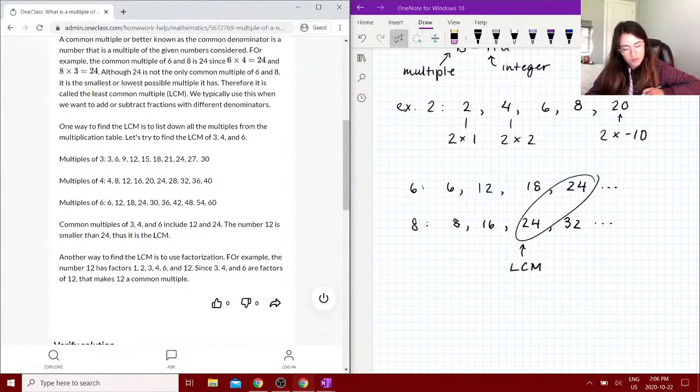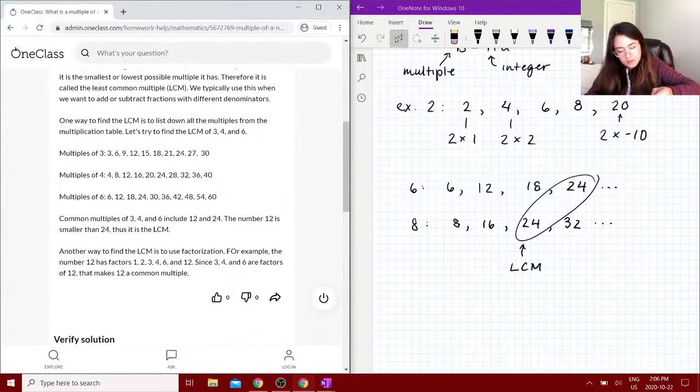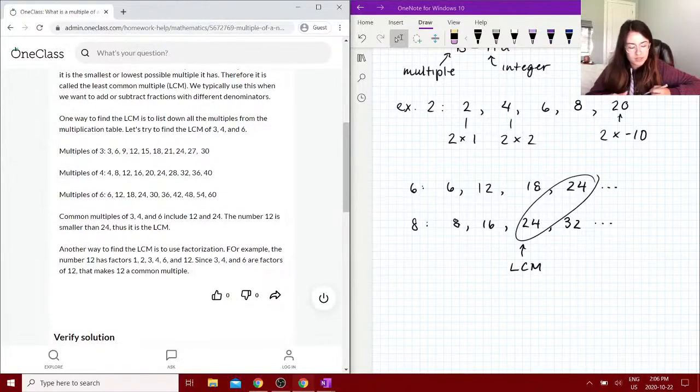They also give a couple other examples here of multiples of 3, multiples of 4, multiples of 6, and as you can see between them, I'm just going to draw a line around it. The lowest common multiple there is just 12. Of course, they also have 24 in common, but 12 is the lowest, so it's the LCM, or lowest common multiple.